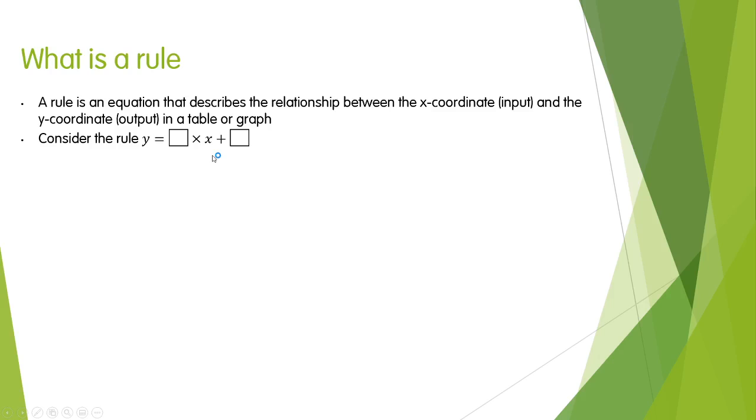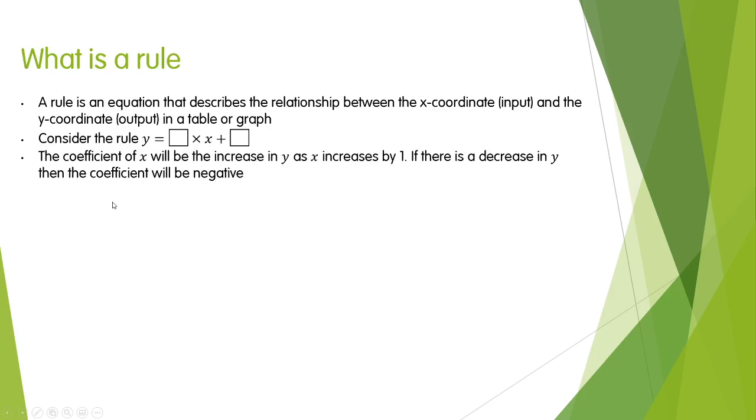So we have this rule here. y equals something times x plus something. This is our general rule. And this coefficient, this first something, is the number that y increases by for every time x increases by 1. You may have noticed this back in lesson 2 of this topic when we were looking at tables and creating tables from the rules. You might have noticed that pattern. And if there is a decrease in y, this will be a negative number. This last value here is the constant, and that is the initial condition when x is 0.